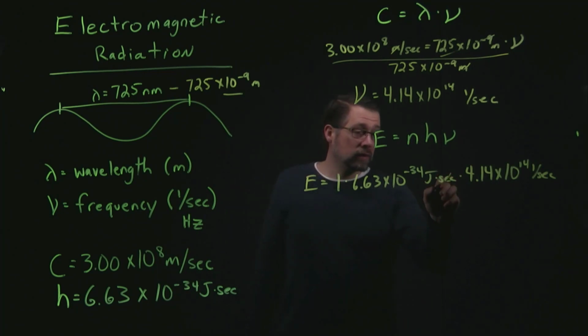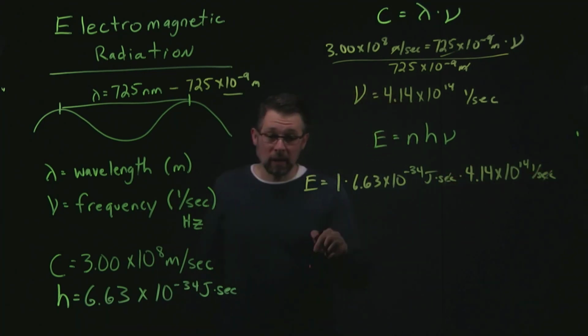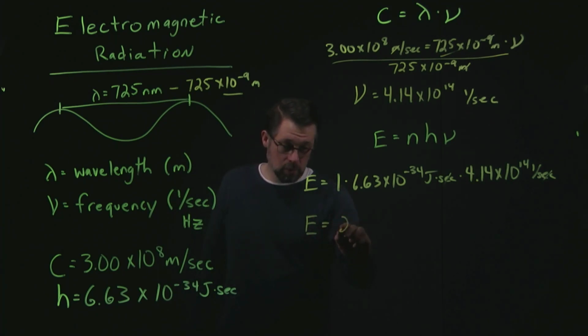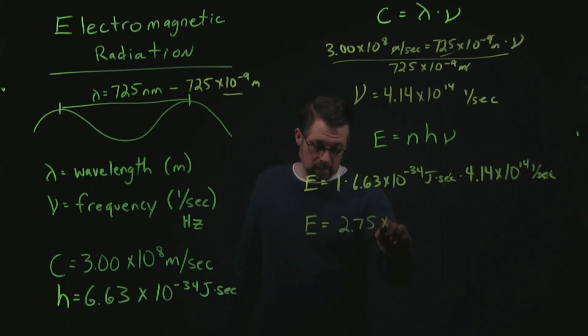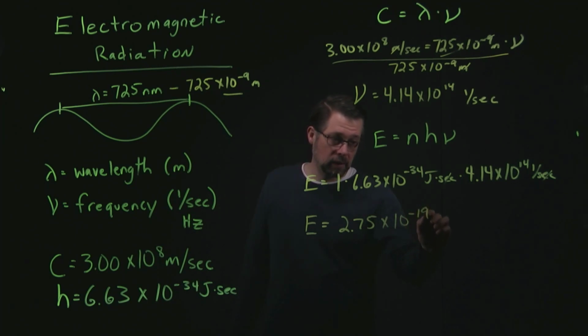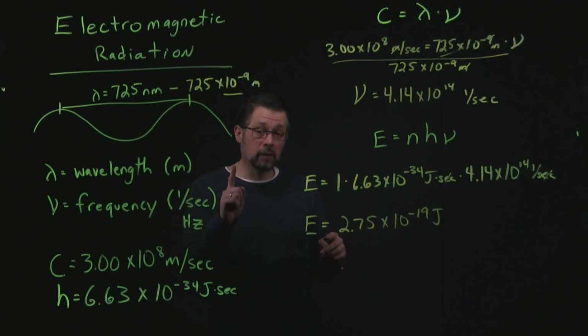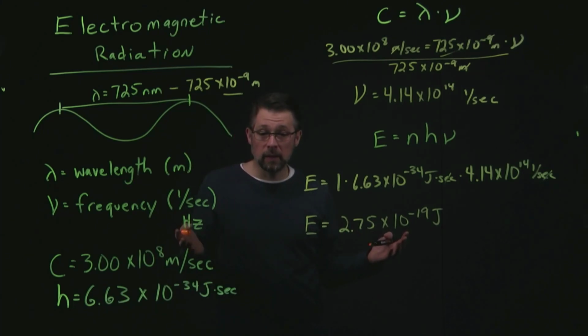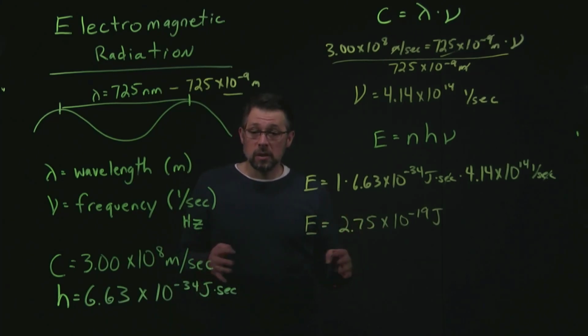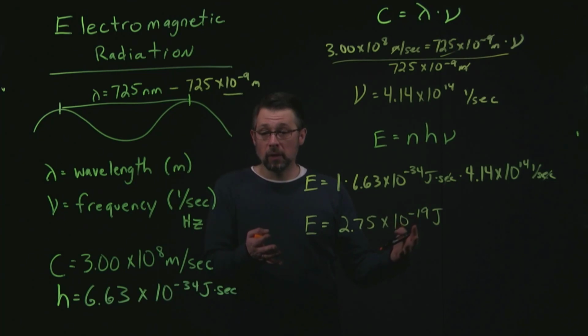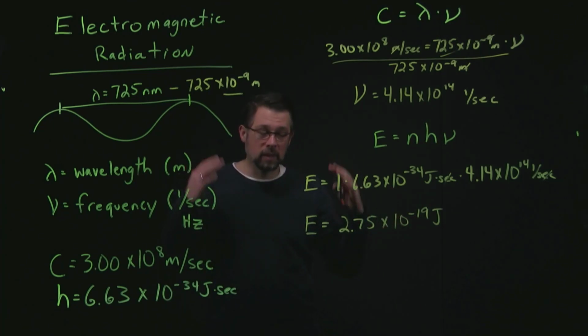And now you'll notice the seconds cancel, and exactly what I'd expect, my energy is now equal to 2.75 times 10 to the negative 19th joules. That's a teeny number, but it's a single photon of light, and so it's not going to be a lot. If you were calculating the energy of a mole of photons, this would be a bigger number in joules or kilojoules that we could think of.